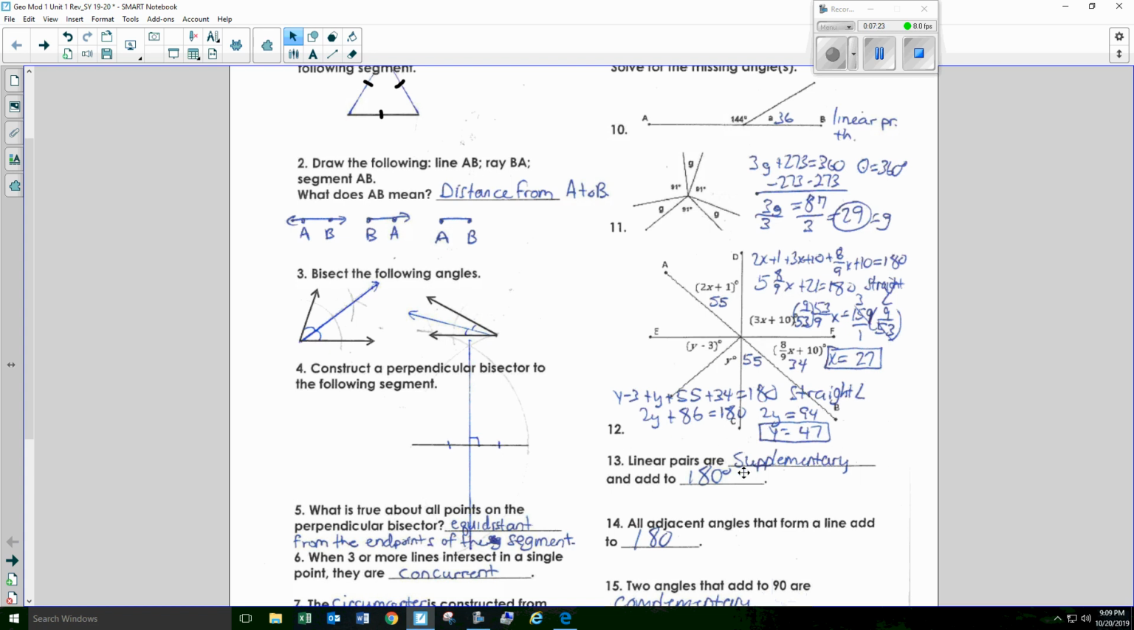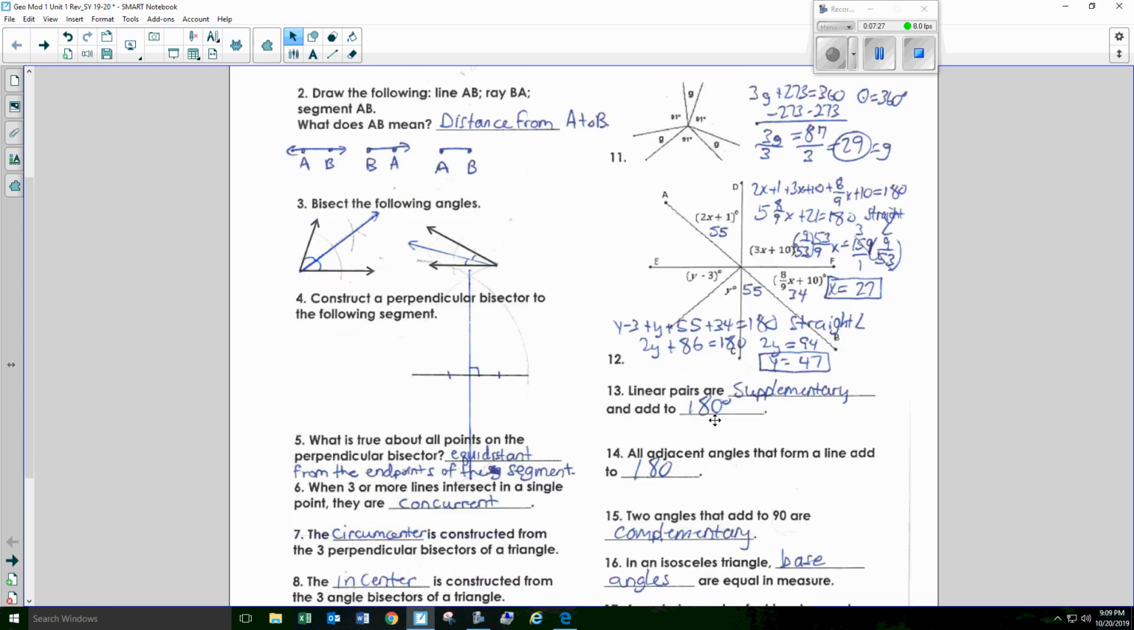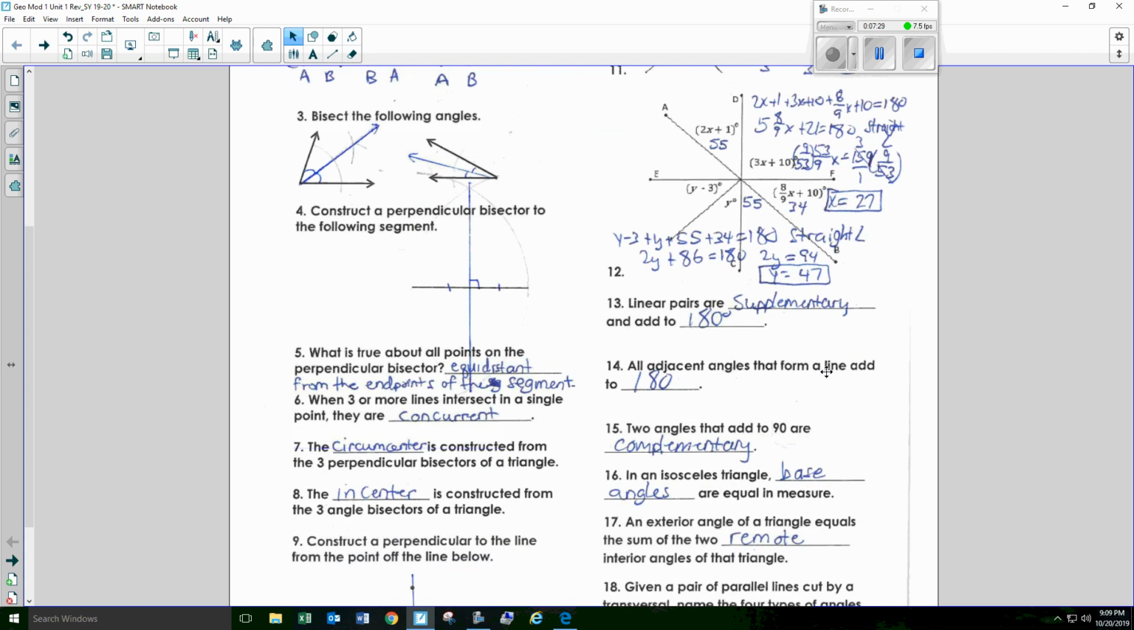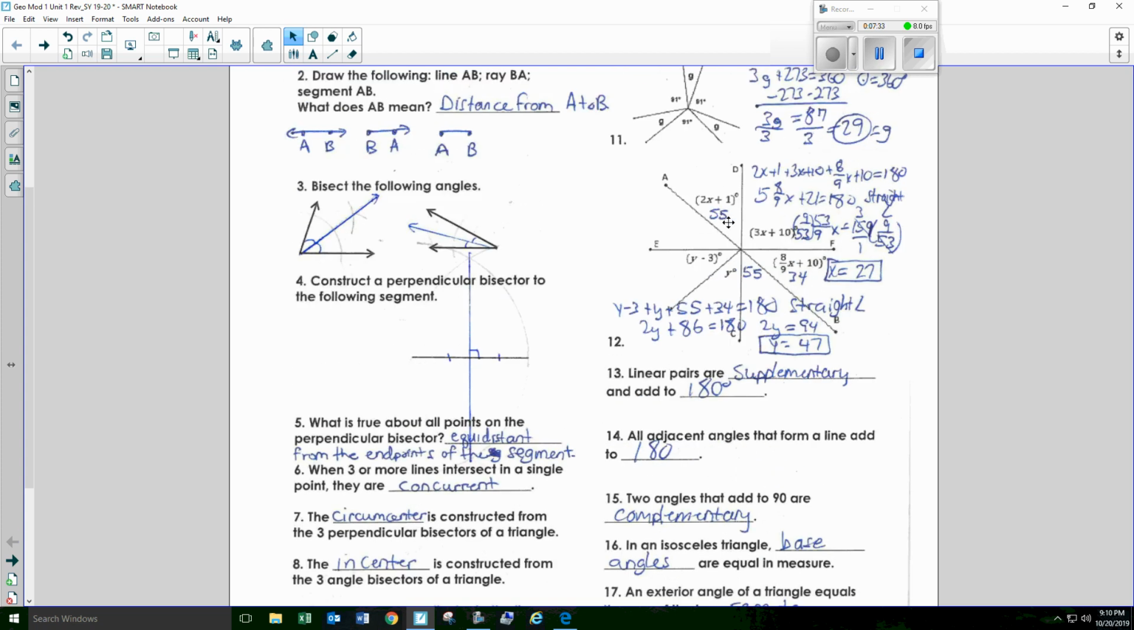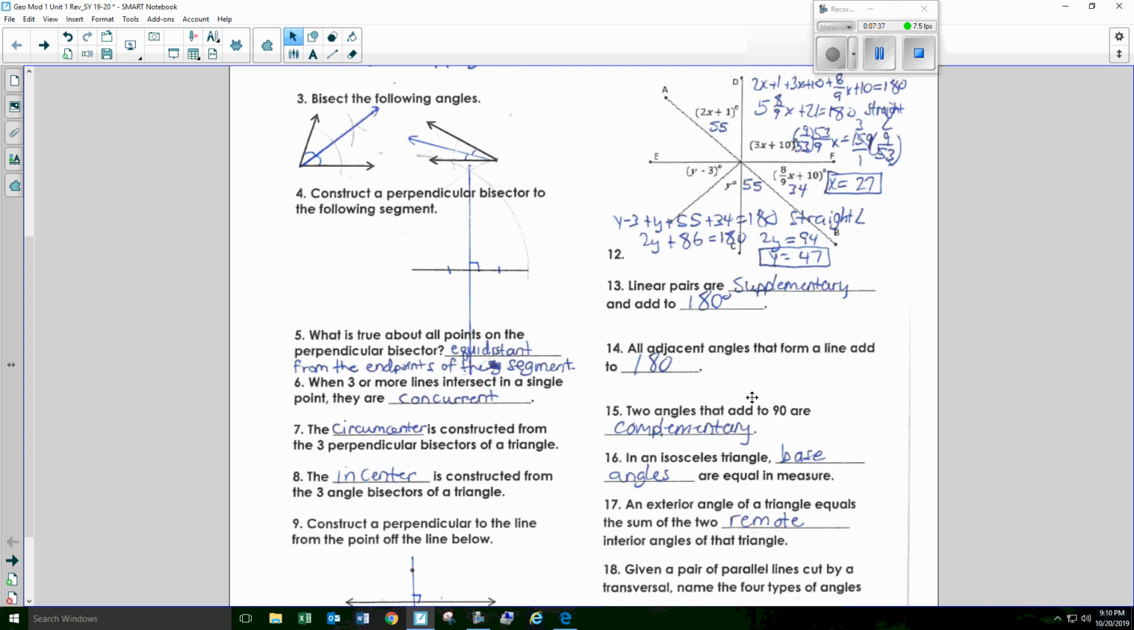Linear pairs are supplementary. Remember, they're also adjacent as well, and they add to 180 because that's what supplementary means. All adjacent angles that form a line add to 180. So here we have adjacent angles that form a line, so they add to 180. Two angles that add to 90, complementary, and isosceles triangle.